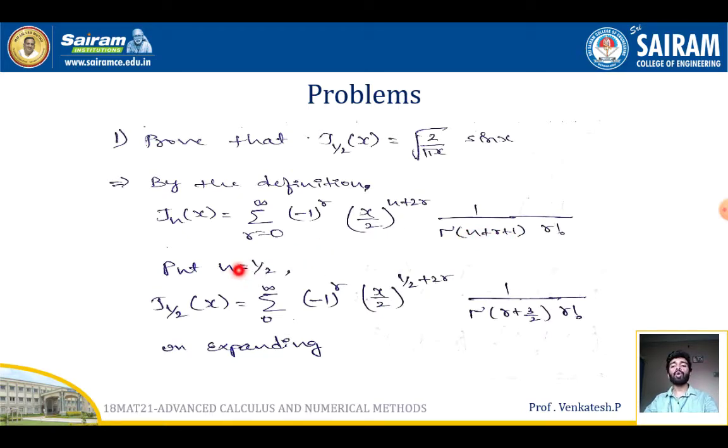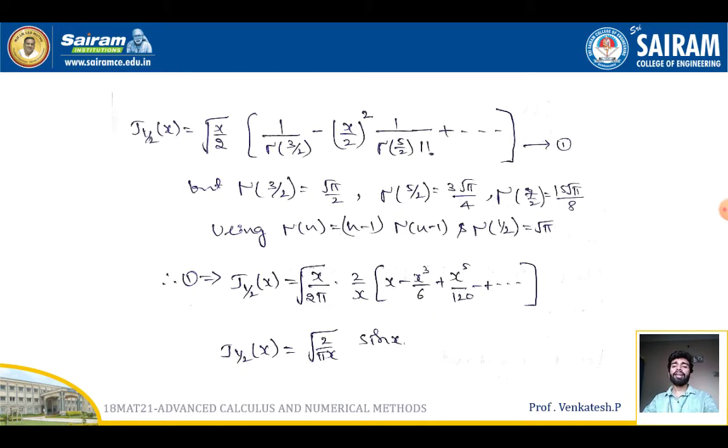If I replace n is equal to 1/2 in the above equation, I will get J_{1/2}(x) is equal to summation r from 0 to infinity, (-1)^r (x/2)^(1/2 + 2r) into 1 by gamma of (r + 1/2 + 1), which will become 3/2, into r factorial. On expanding the summation, at r is equal to 0, 1, 2, 3 and so on, I can take the common factor. Since n is equal to 1/2, I'll get (x/2) whole power 1/2, which is equal to square root of x by 2. It is common for all the terms, so I can take it as a common factor.